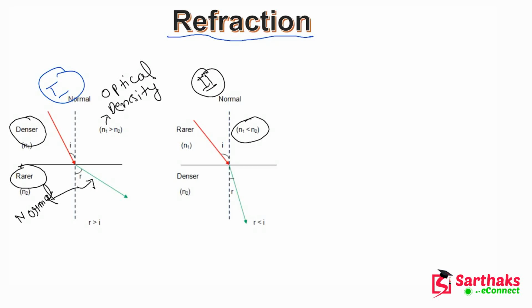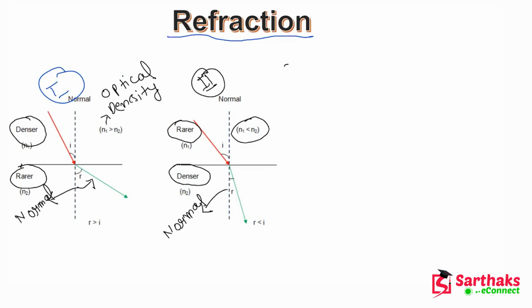But in this case, the density of the first medium is smaller than the second medium. And you can simply say that our first medium is a rarer medium. On the other hand, the second medium is a denser medium. So in this case, what will happen? The light will bend close to the normal. This is your normal, and light will bend close to the normal. I hope guys you got my point.